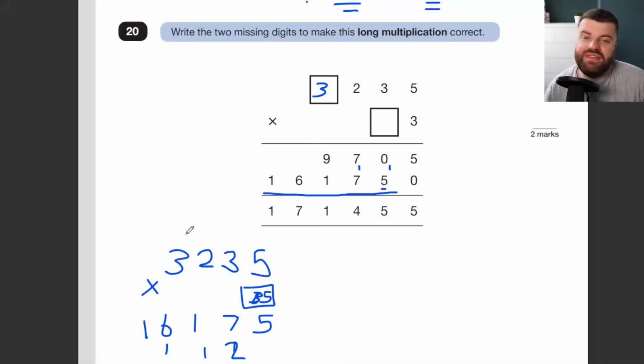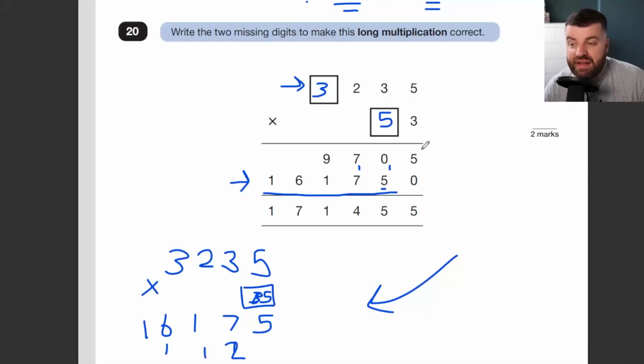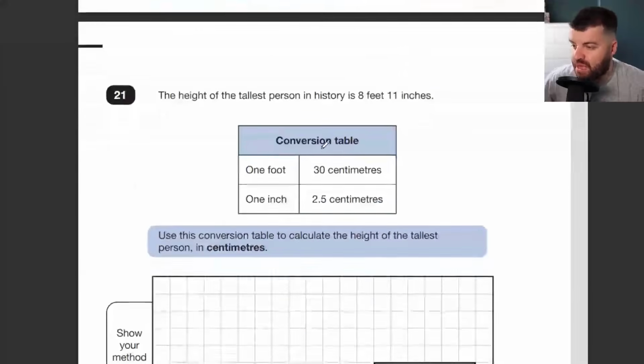5 times 3 is 15, plus the 1 is 16. So 5 works perfectly. Now, there are a few ways to do this. You could have noticed that 3,200 gets close to about 16,000 when multiplied by 4 or 5. Trial and improvement using this space down the bottom is a really good method. But the one thing you have to remember is the exchanging. So 5 5s here would bring a 2 over, and that's what's going to allow you to solve this question.